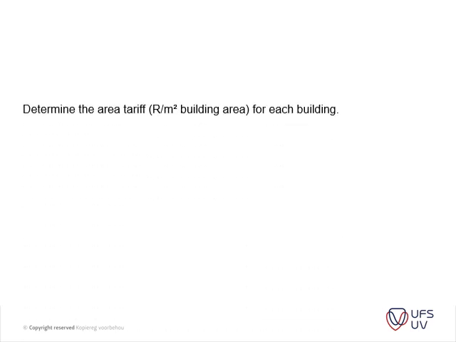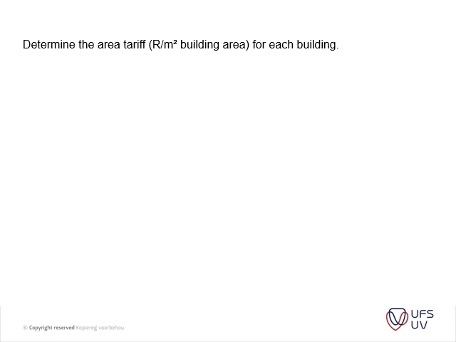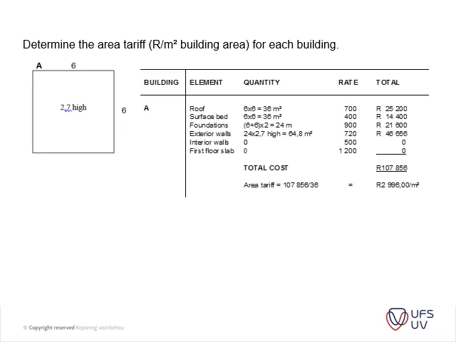So let's have a look. To determine the area tariff, your Rand per square meter for the building area for each building, we look at example A. We've got a building of 6 by 6 and it's 2.7 meters high. First thing that you do is calculate the relevant areas. Your roof area is over the size of it, so it's not to pitch. So it's 6 times 6, the same as your surface bed.